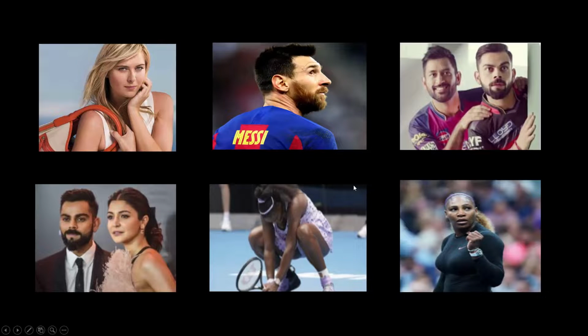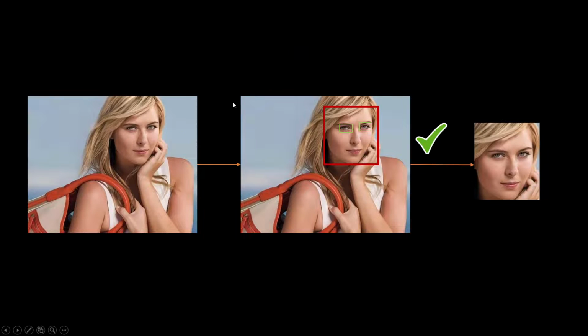Here are some sample images from our data set. You see a lot of variety here. For example, here Serena Williams' face is not clearly visible. In these two pictures, along with Virat Kohli, there are two other people. Here is Anushka, his wife, and MS Dhoni. In this picture, Messi's face is visible, but it is only a side face, so his two eyes are not visible. Now, how do you handle these different images?